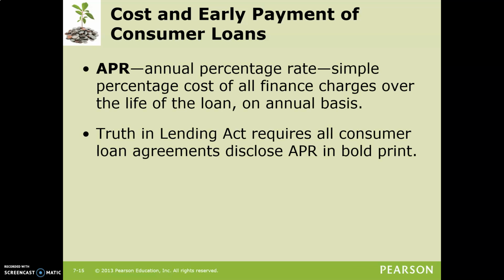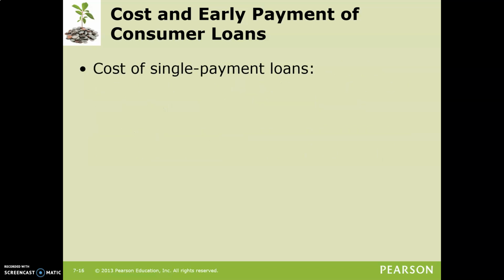Okay, cost and early payment of consumer loans. APR is the annual percentage rate. Simply, it is the percentage cost of finance charges over the life of the loan, on an annual basis. The Truth in Lending Act requires all consumer loan agreements to disclose the APR in bold print. So you should be given the understanding and also the knowledge of what your annual percentage rate is.